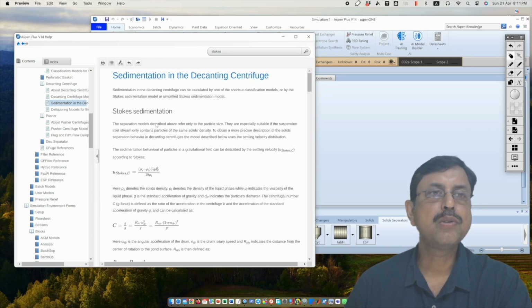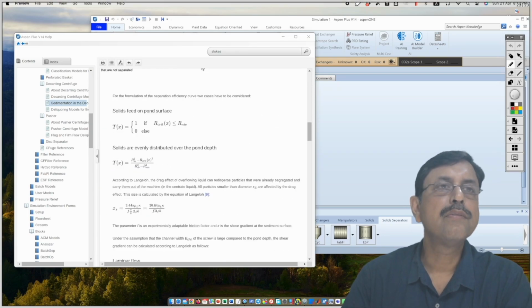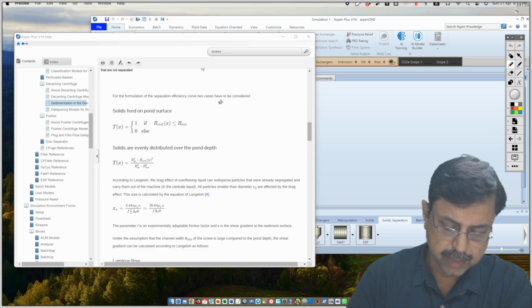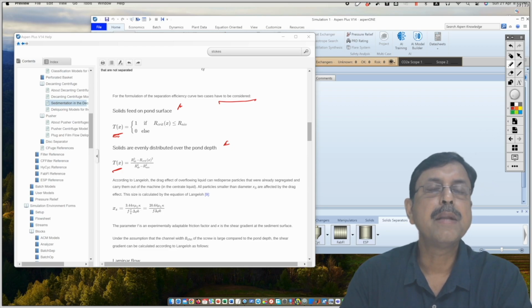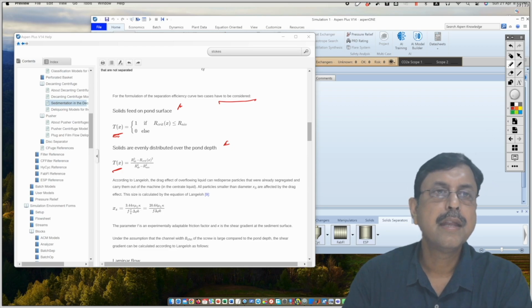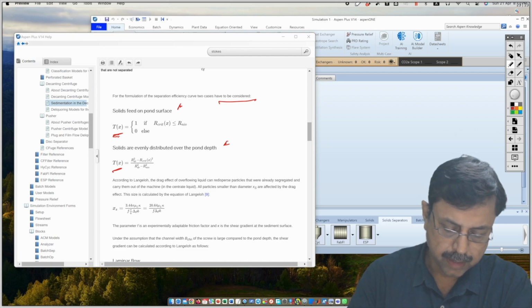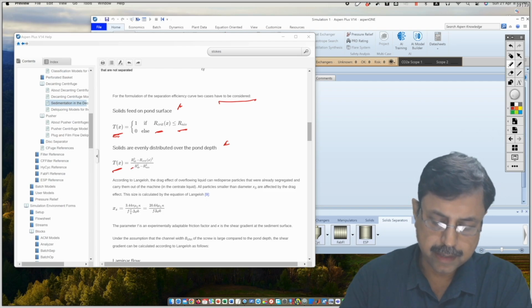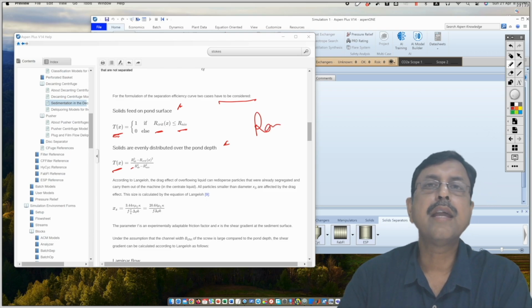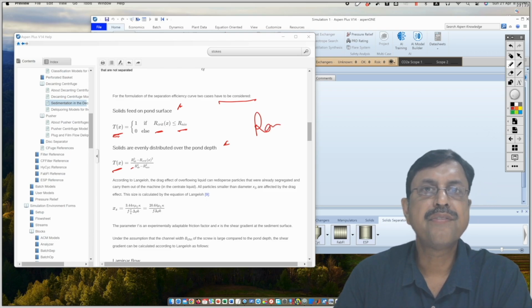Now, why you need to provide them? Because for formulation of separation efficiency, two cases have to be considered. One is the solid field on the pond surface, and solids are evenly distributed over the pond depth. And for that, Tx, that is the separation grade efficiency, will be calculated. Here you will find various parameters like R cret, R neve, R dr. Now what is this R? R is the radius. So R dr means the radius of drum.